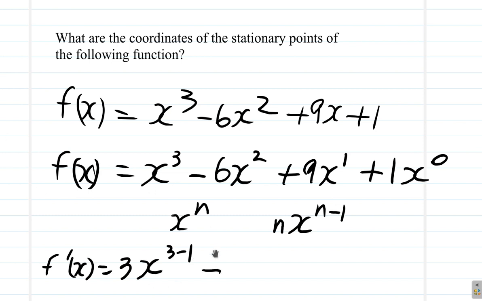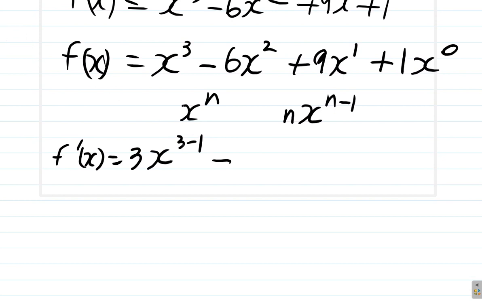minus, and you have 6x squared. You're going to have 2 times 6 x raised to the power of 2 minus 1. So you multiply by the 2. So you have 2 here, 2 by 6, and then subtract 1 from the old power to get a new power.